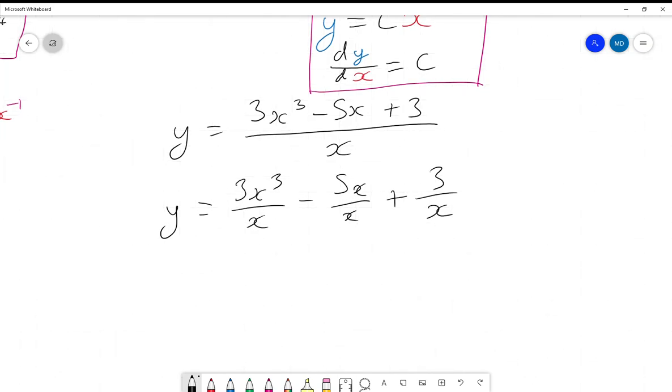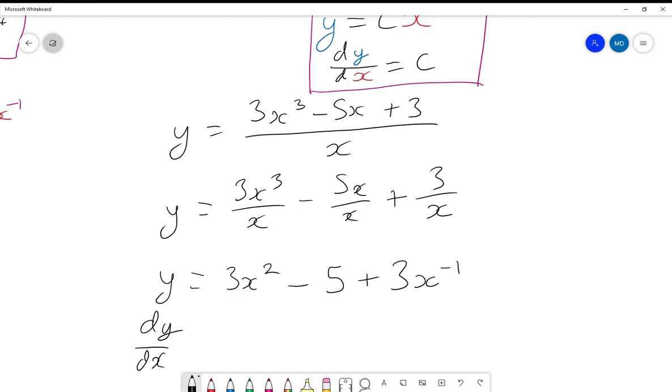X cubed divided by x, we're going to get y equals 3x squared minus 5x over x. That's going to leave us with just 5. And then the 3 over x, well, we're going to rewrite it just like we did before and write it as 3x to the minus 1 so we can differentiate it. And that will give us that dy by dx, well, the 2 is going to come down. So we're going to get 6x, and then we subtract 1, so it's x to the power of 1. But I don't need to write the 1, so get rid of that.